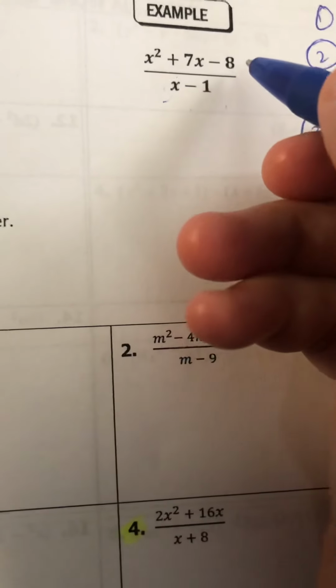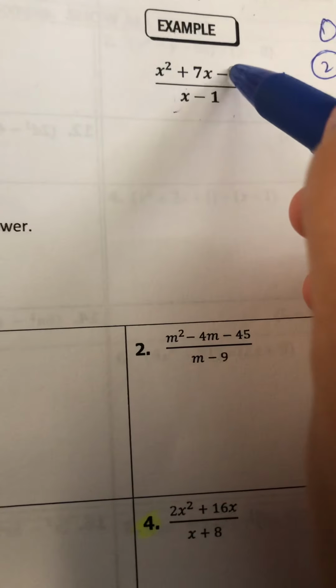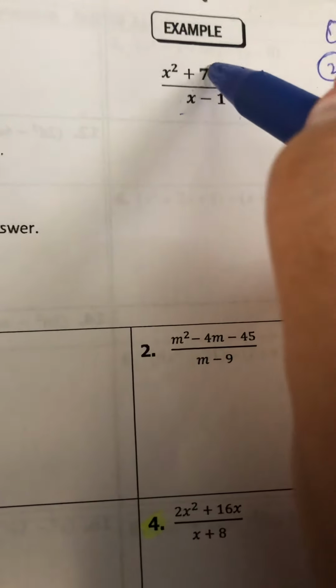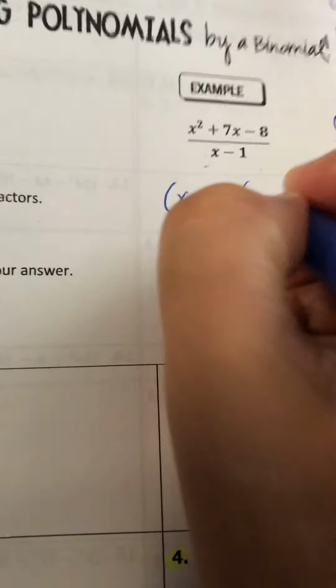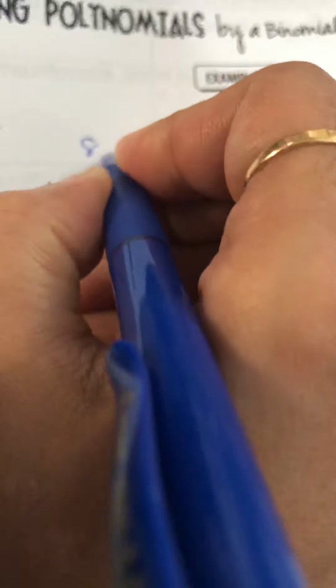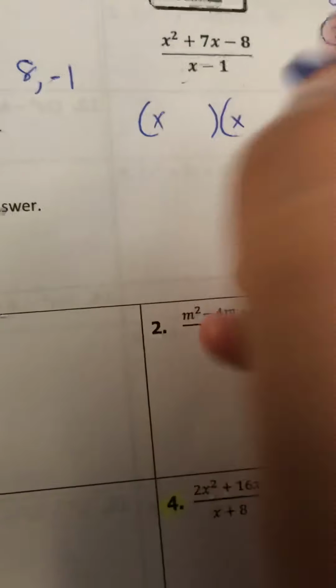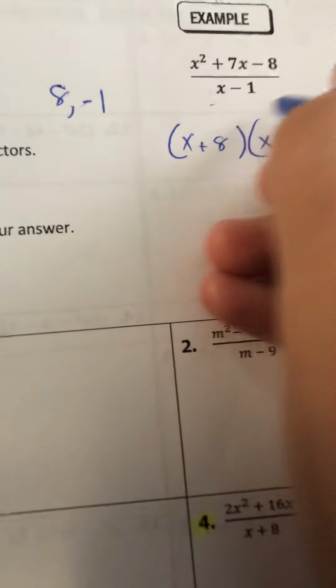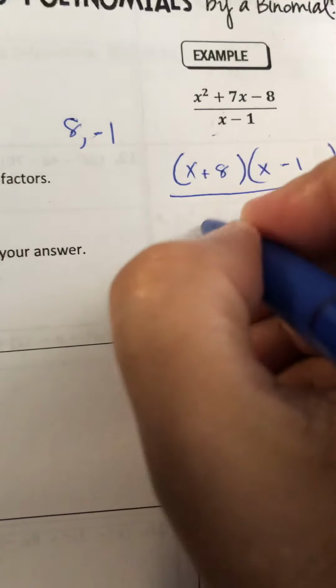I know I have to look for the factors of negative 8 so that the two terms add up to 7. I need a negative 8 when I multiply, so I have 8 and negative 1. When I multiply I get a negative 8, and when I add them I get a positive 7. So the two factors are x plus 8 and x minus 1, divided by x minus 1.